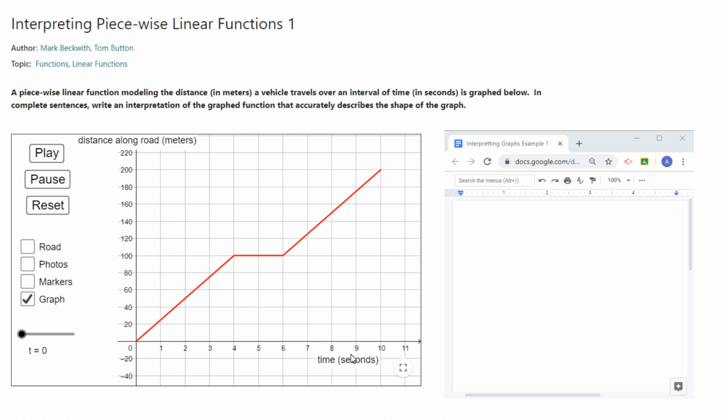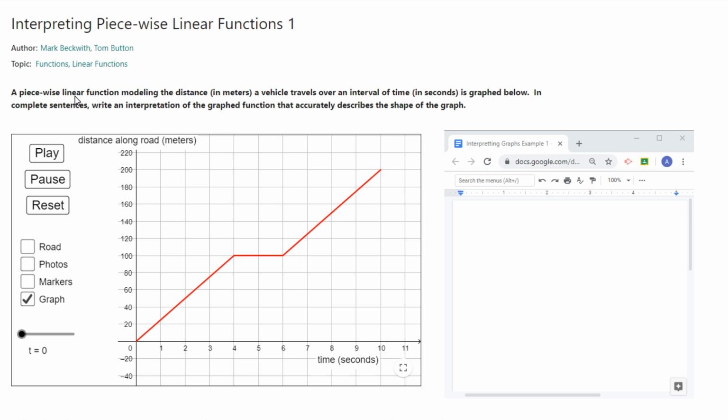It wouldn't really make sense for our time to go into the negatives, nor would it make sense for the distance along the road to go into the negatives. So a lot of times, as I mentioned before, we're going to focus on this quadrant 1 when we're talking about our real world stories, because a lot of times the positives are really what applies. So let's read our instructions that refer to this graph, this red graph.